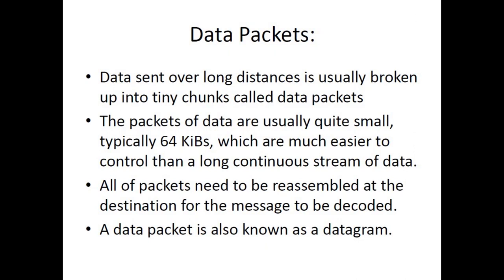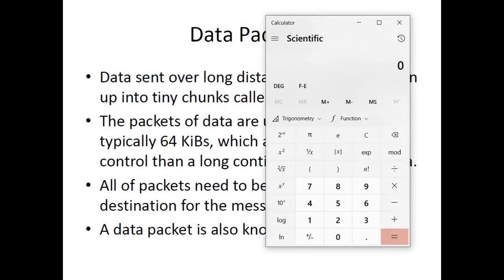Now, for example, if you have a file of 6 MB, that basically means it has 6 multiplied by 1024, 6144 KB. Now, if one packet size is 64 KB, that basically means that there would be 96 packets which would be sent. They would be numbered 1, 2, 3, 4 up till 96. So this is how packets are broken down.